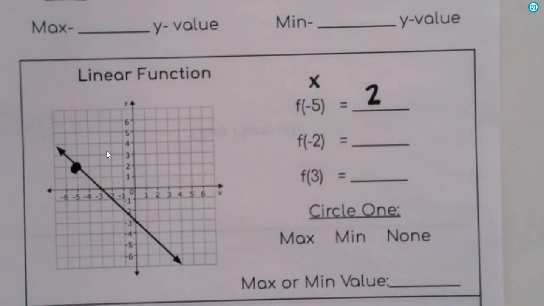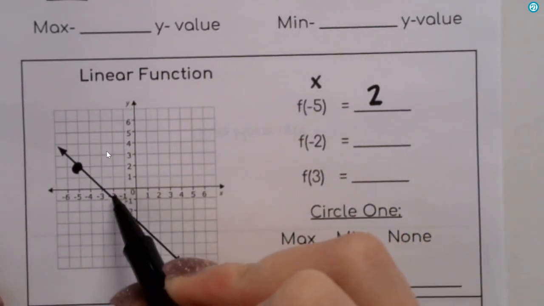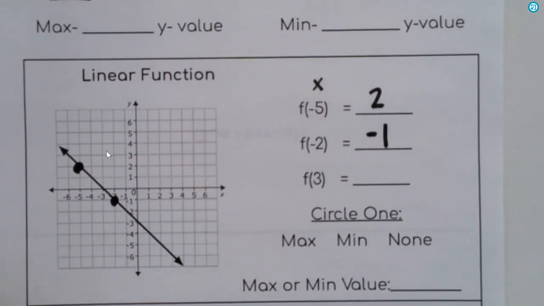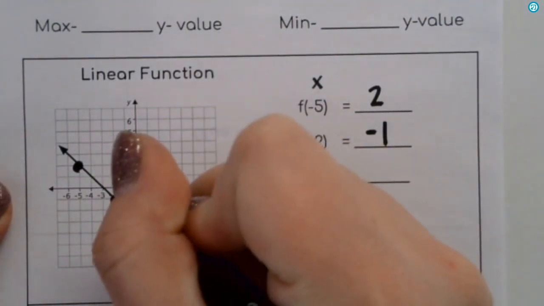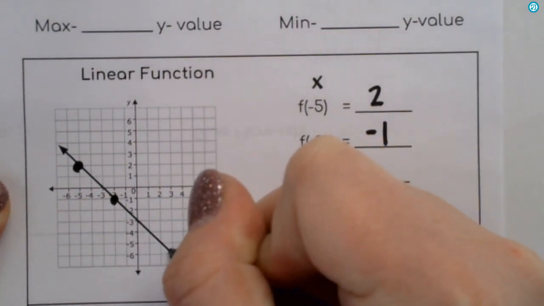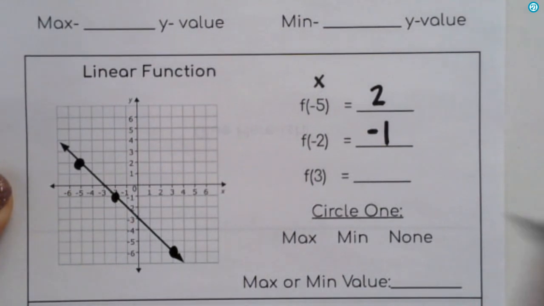For f of -2, I go on my x-axis to where x equals -2, find the corresponding y value. My y value there is -1. Last one is f of 3. So I go on my graph to where x equals 3, find my corresponding y value, so I've got to go all the way down here. My y value is -6.